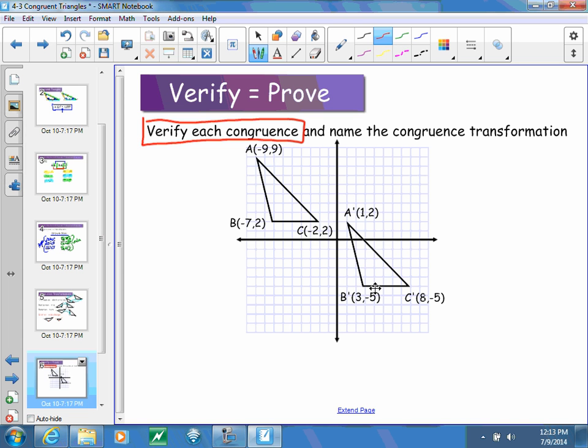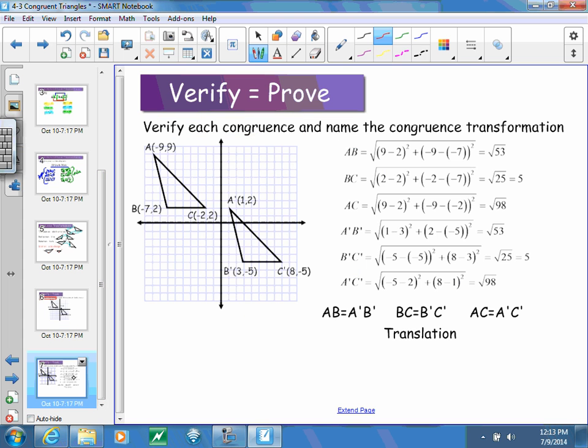Yes, it's going to take a little bit of time, but you got to think of what can I show that I can be 100% sure that these two triangles are congruent to each other. So one of the ways we can do this is using our wonderful distance formula. Because if I can show that AB is congruent to A prime B prime, and AC is congruent to A prime C prime, and BC is congruent to B prime C prime, well then I can prove that these two triangles are congruent. And that's exactly what I did.